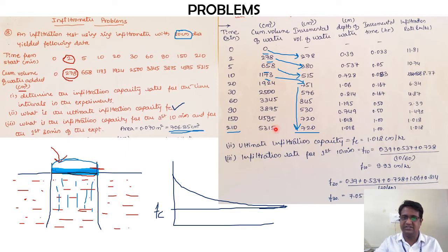You can cross check that part, because one is a cumulative value and the other is an incremental value, but ultimately the amount of water added into the experiment is the same. So these two values should be the same for you.